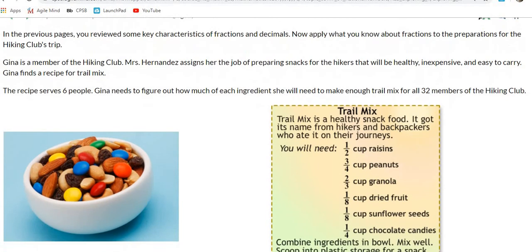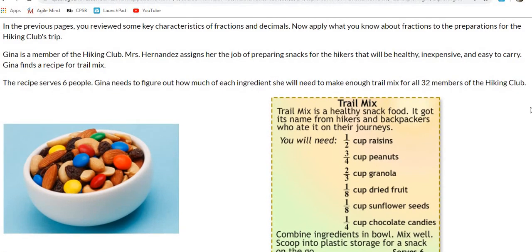Okay, it says, in the previous pages you reviewed some key characteristics of fractions and decimals. Now apply what you know about fractions to the preparation for the hiking club's trip. Gina is a member of the hiking club. Miss Hernandez assigns her the job of preparing snacks for the hikers that will be healthy, inexpensive, and easy to carry. Gina finds a recipe for a trail mix.